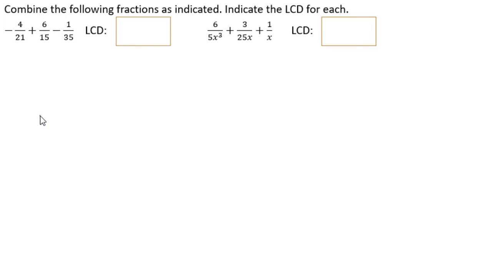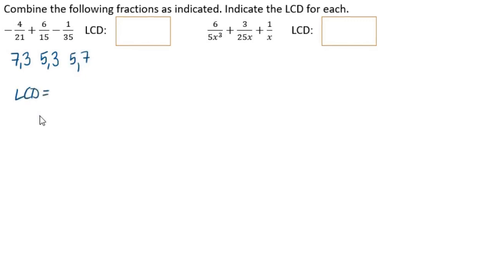Again, let's find the lowest common denominator. We'll do that by finding the prime factors. Prime factors of 21 are 7 and 3. For 15, they're 5 and 3. And for 35, they're 5 and 7. Kind of an interesting one.